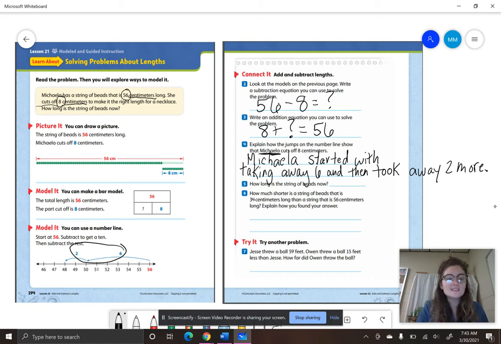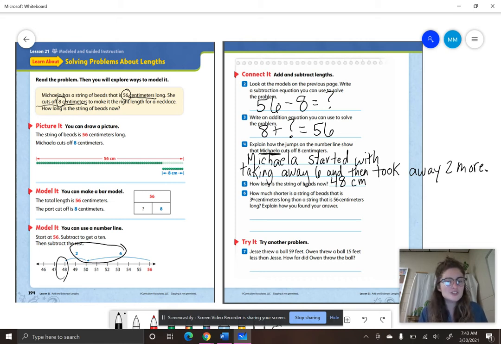How long is the string of beads now? We started with 56 centimeters. We took away 8 centimeters. How many centimeters long is it? 48 centimeters. Don't forget to label, Smarties. So for centimeters, we abbreviate. Abbreviate means to shorten. 48 centimeters. Fabulous job. Let's look at number 6.